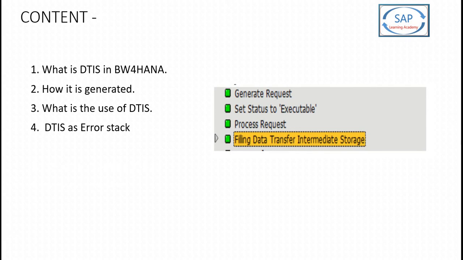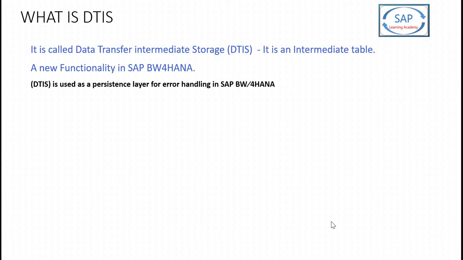And this is an image you can see from the process monitor, where you can see that the DTIS is getting filled up because DTIS is an intermediate table. So first, what is DTIS? It is called data transfer intermediate storage, and it is an intermediate table, and it is a new functionality in SAP BW4HANA. DTIS is used as a persistent layer for error handling in SAP BW4HANA.